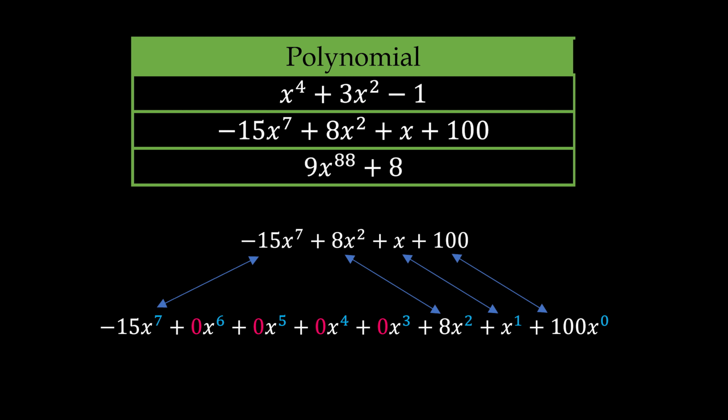This is analogous to how the variable without any exponent is actually x to the first power, but the 1 is omitted for simplification. Remember that x to the 0 power is 1, and the term attached to that is called a constant term.